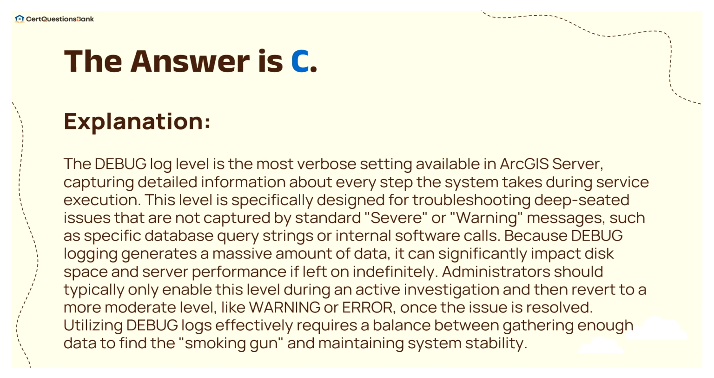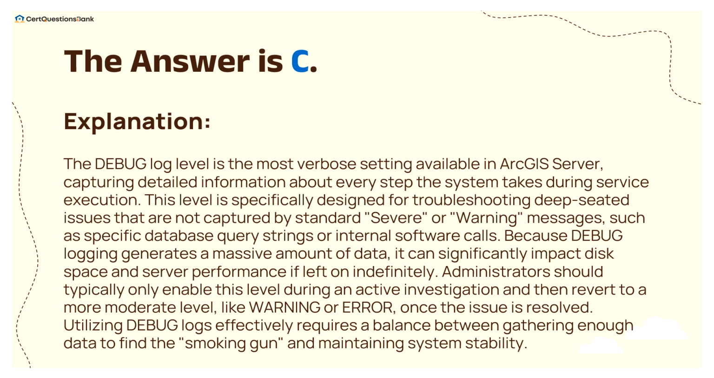The answer is C. The debug log level is the most verbose setting available in ArcGIS Server, capturing detailed information about every step the system takes during service execution. This level is specifically designed for troubleshooting deep-seated issues that are not captured by standard, severe, or warning messages, such as specific database query strings or internal software calls.